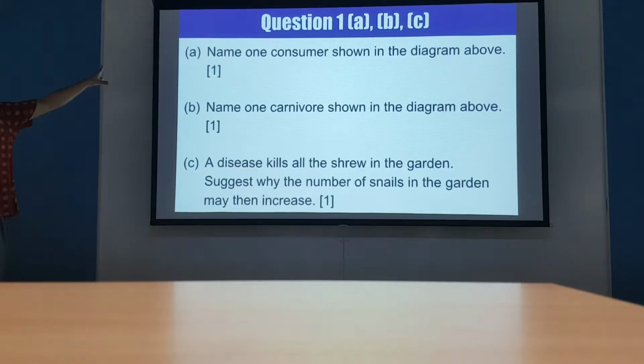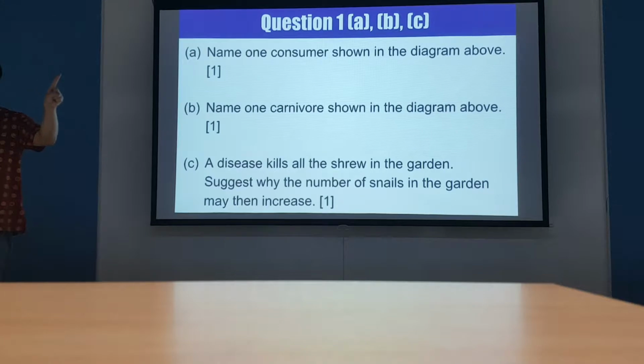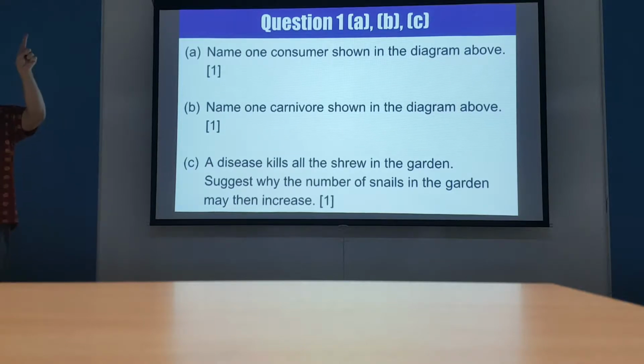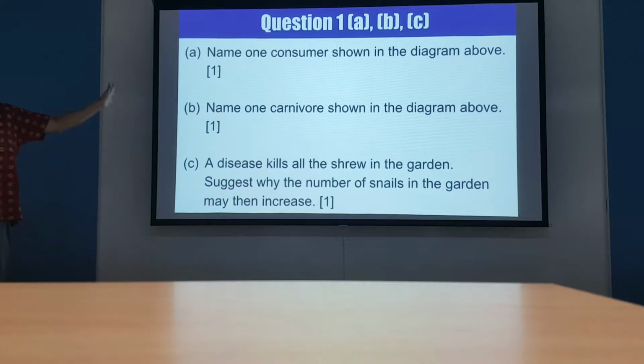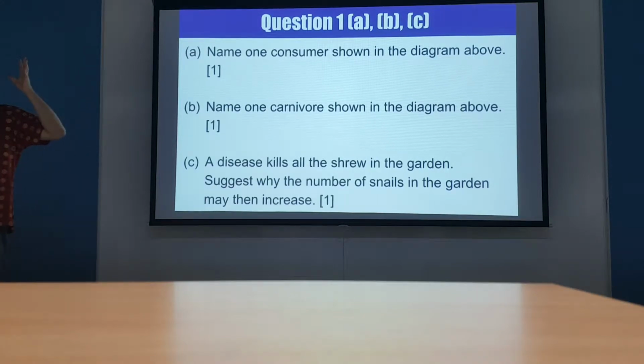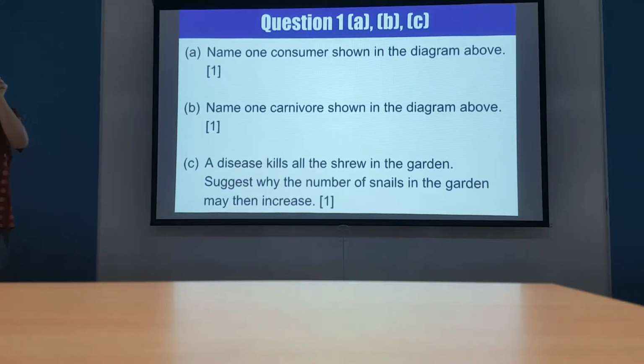Now, the question is asking you, name one consumer. So what does that mean? Only one. You only have to choose one. Let's say, for example, you write both. What we do normally, we will only choose the first answer. If your first answer is incorrect, but in this case both are correct, in case your first answer is not correct, you will not be awarded because the question is asking for only one. Okay? So, you are correct, it's the snail or the shrew.